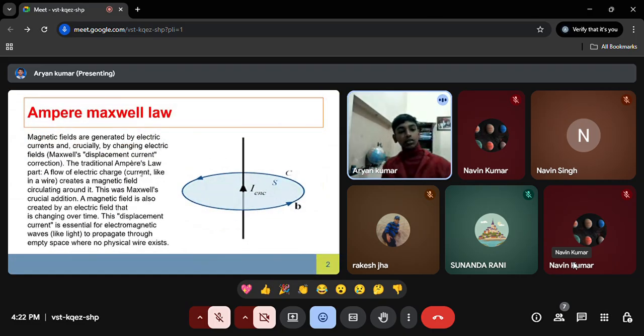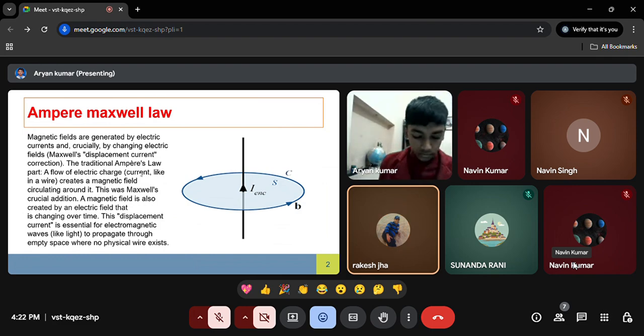Ampere's Maxwell law. So Saksham, can you read this slide? Okay, Aryan. Ampere Maxwell law.